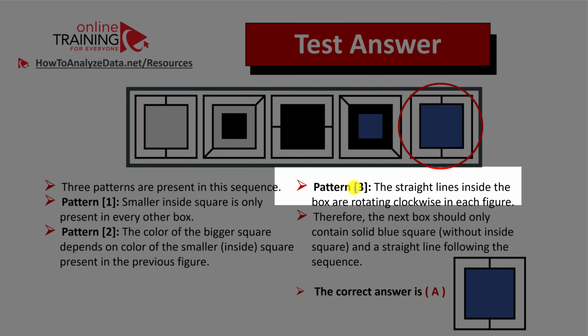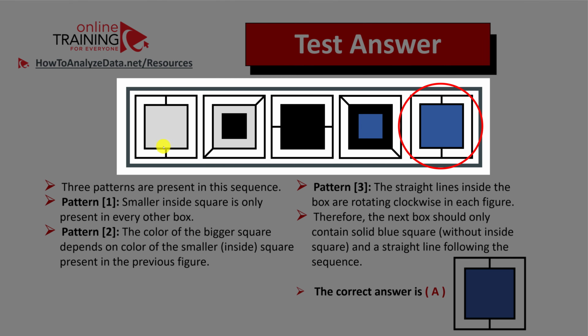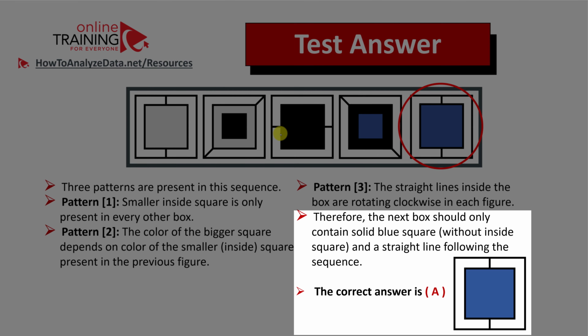The pattern number 3 is the pattern of straight lines, and you see that on the background there is a straight line here, and the straight line is present in every figure. If you look closely, you will see that the straight line rotates clockwise. So, based on this information, you can see that the next square should only contain a solid blue square without an inside square and straight line, following the sequence. This leads us to the correct answer for this particular question, being the choice A.